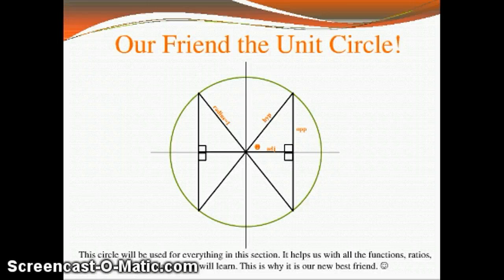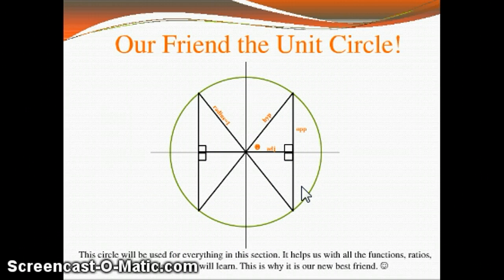This is our new best friend, the unit circle. The radius of the unit circle is always equal to 1. So, any angle can be drawn on this circle, a right triangle can be sketched, and all trigonometric functions of said angle can be found. The angle theta can be any angle in any quadrant of the circle, as shown in the diagram.